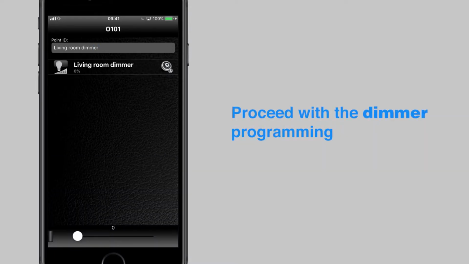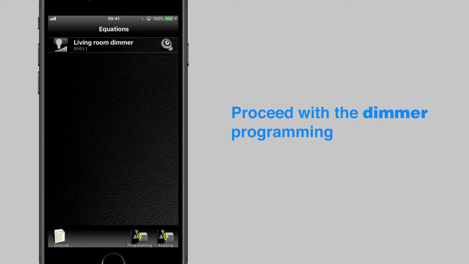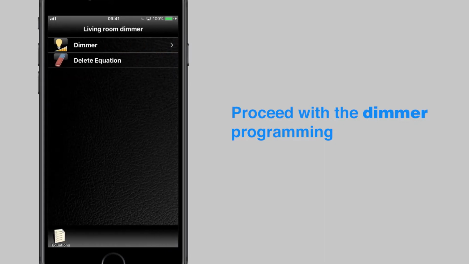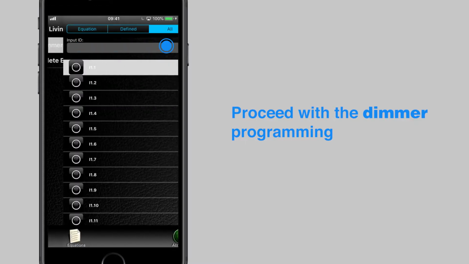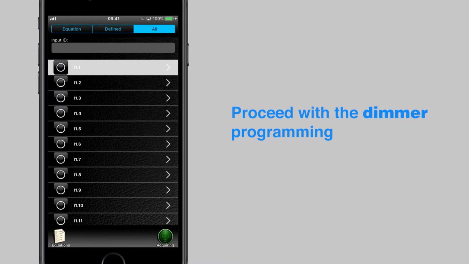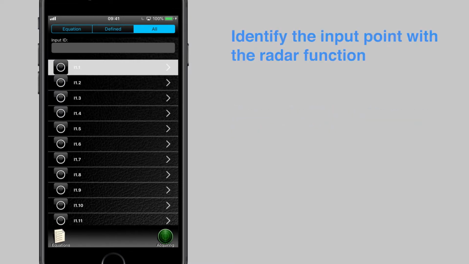Press the Settings icon on the right of the dimmer. Press the Settings icon again in the equation screen. The list of available options will appear. In this case, only dimmer. Press Dimmer. The Input Points list will appear.